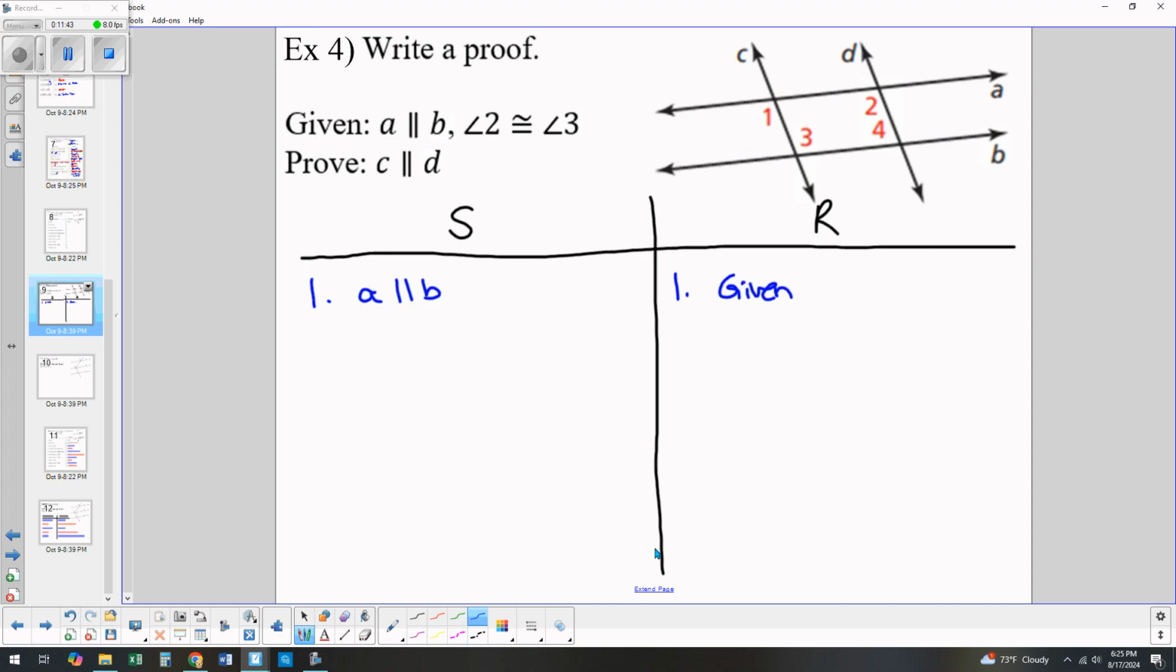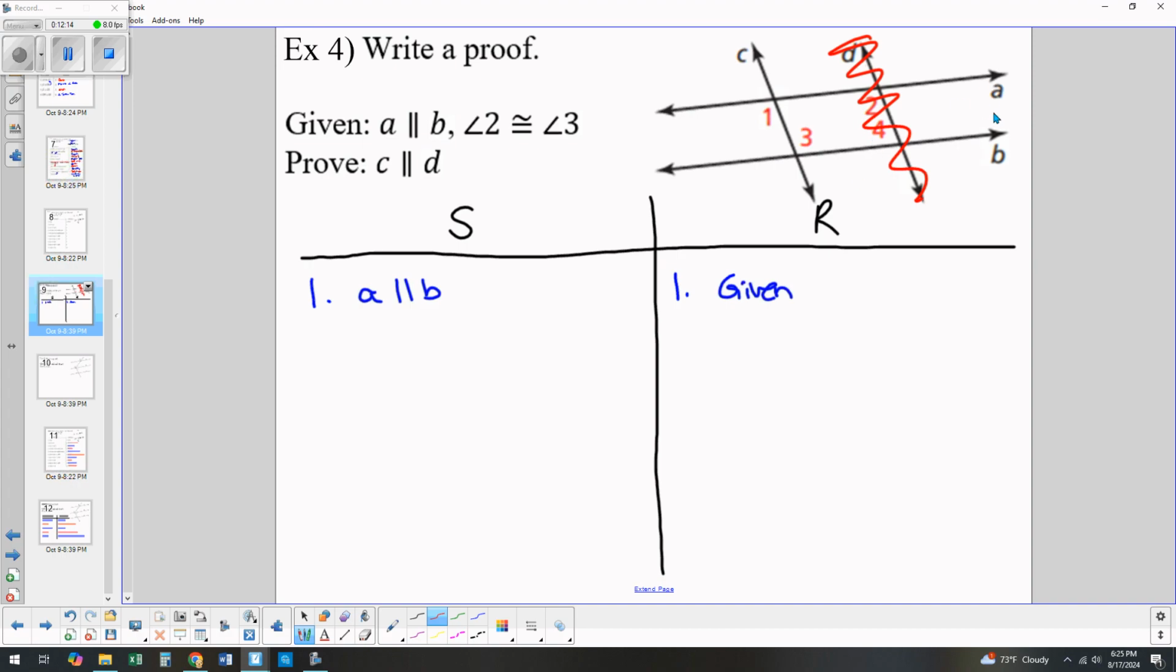I'm ultimately trying to prove that C is parallel to D. So I'm trying to find one angle on C and one angle on D to compare to each other. But right now, the only angles I can compare are ones on A and B. So I could either cover up line C and look at the two angles on line D that are both A and B, or I can cover up line D and do the same thing. And that's actually going to be the easier way for me, because this is an easier relationship to deal with than that one would have been.